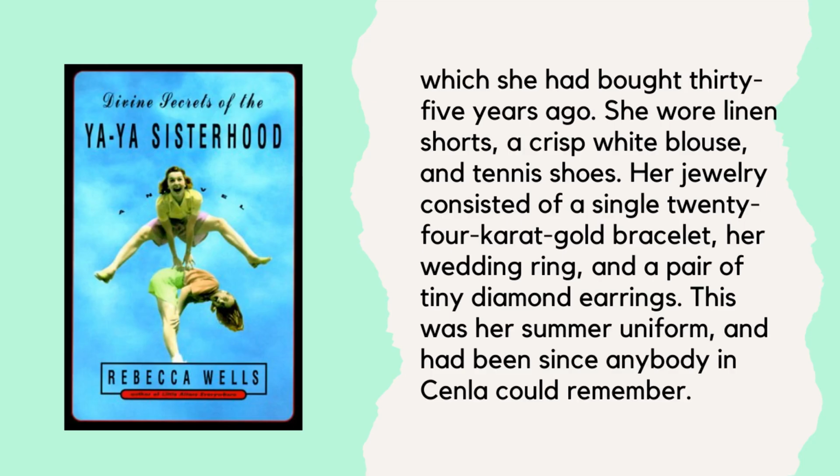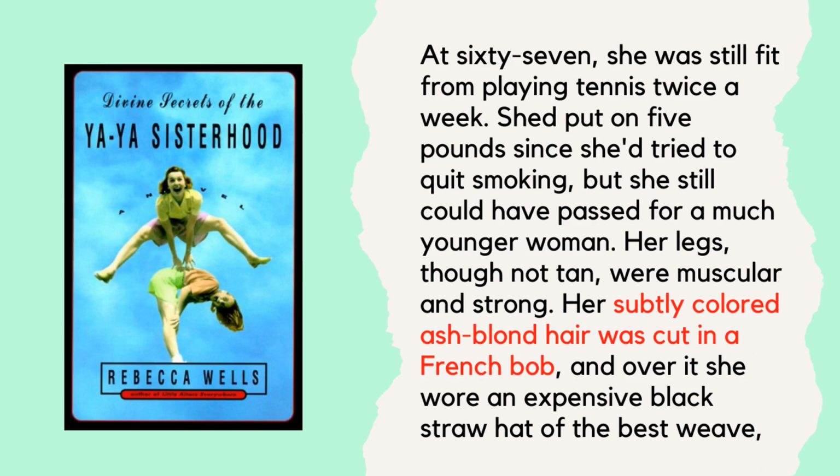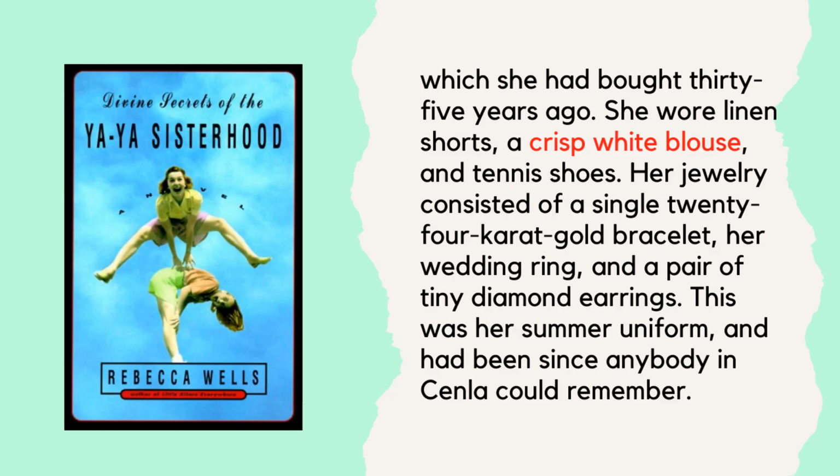All of these descriptions of Vivi are pointing in the same direction. Vivi cares a lot about her appearance. The excessive details, subtly colored ash blonde hair cut in a French bob, expensive black straw hat of the best weave, a crisp white blouse, actually help to convey just how particular she is about her appearance. The cohesive message behind the visual makes the details a bit more memorable, though readers are still unlikely to remember more than a couple of them specifically. What's more important is that if you were to only remember 1 or 2 details, or even no details at all, the sum of those details, the message the writer is trying to send about who Vivi is as a person, is still memorable and creates a lasting and specific impression of the character.